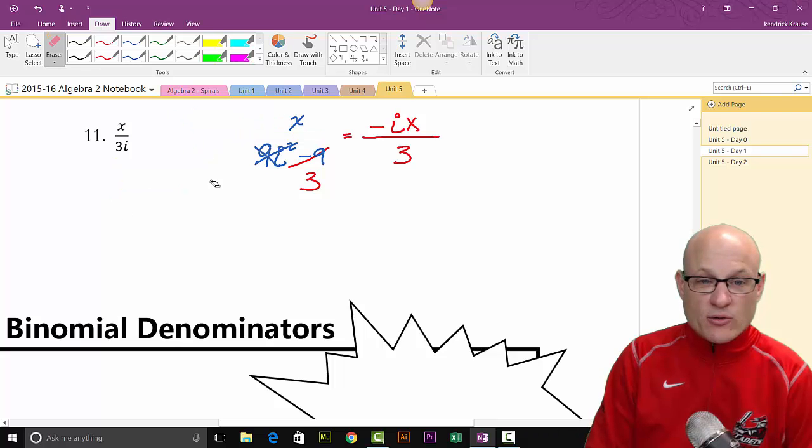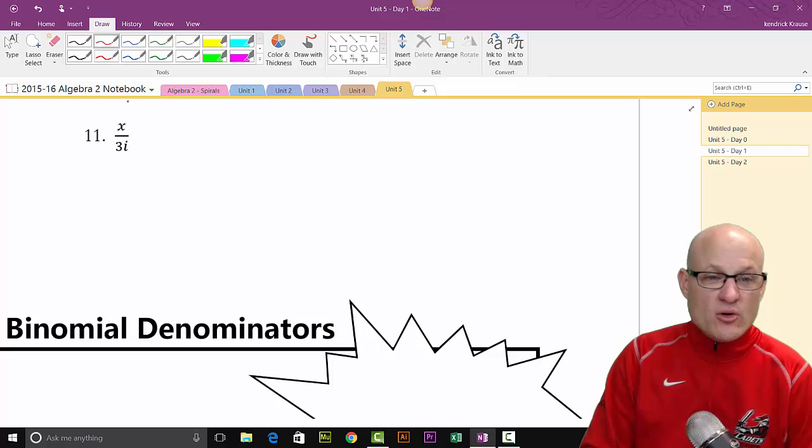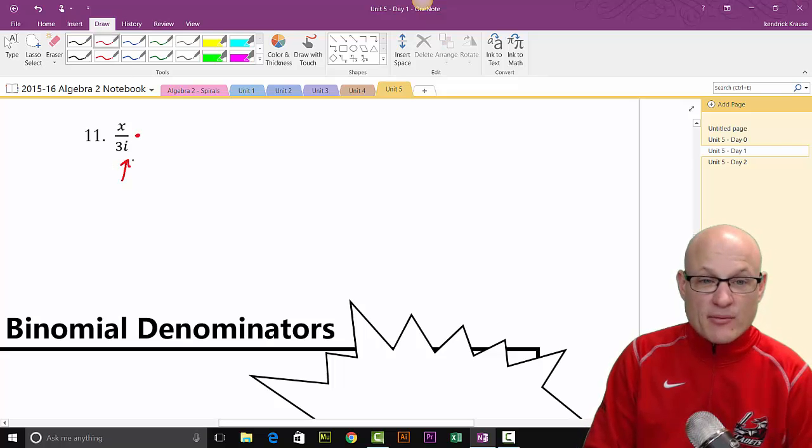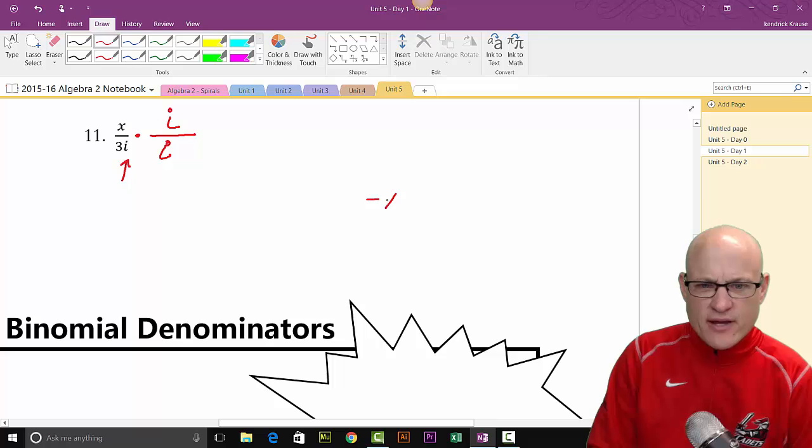Now, the reason I said I'm going to do this two times is because I want you to go back and take a look at the original problem. The only issue that I have here is the i. The 3 is not a problem. So I don't really need to multiply by that 3. I really just need to multiply by i over i. Now, remember what our answer was over here. If you want to rewind, you can, because I know I did it pretty quickly. It was -xi over 3.